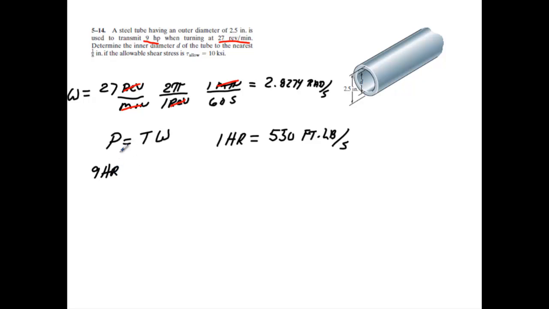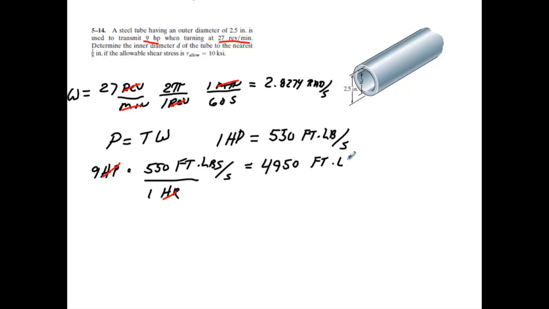So I got 9 horsepower. That's horsepower, sorry. Okay, so we're going to multiply that by 550 foot-pounds per second, and we'll divide that by 1 horsepower. Horsepowers cancel out. When we run that calculation, we'll get 4,950 foot-pounds per second. Okay, so that's what my power is.